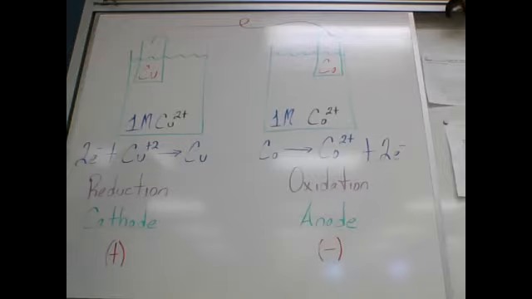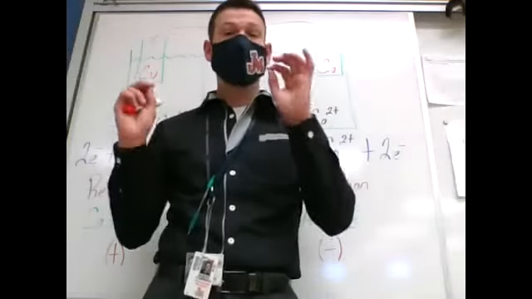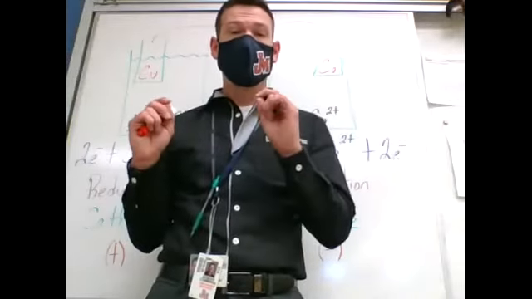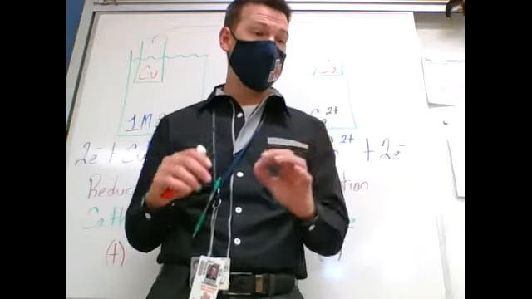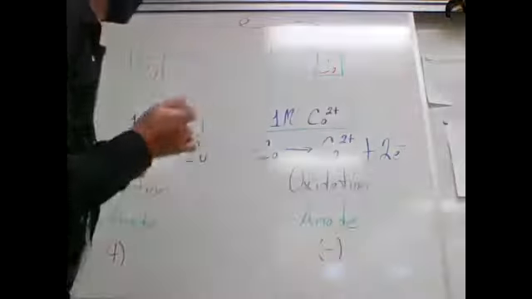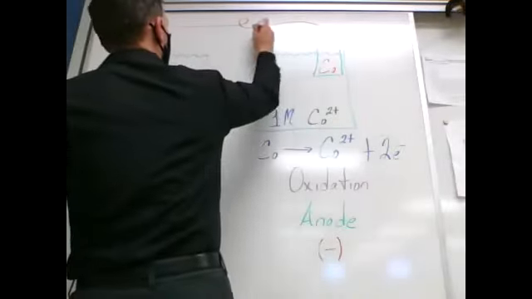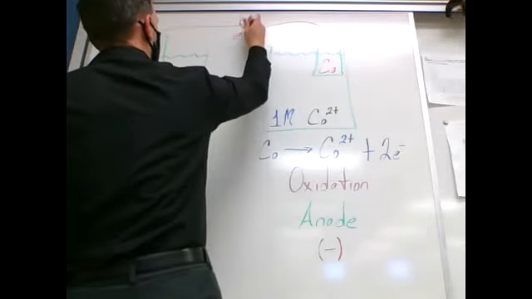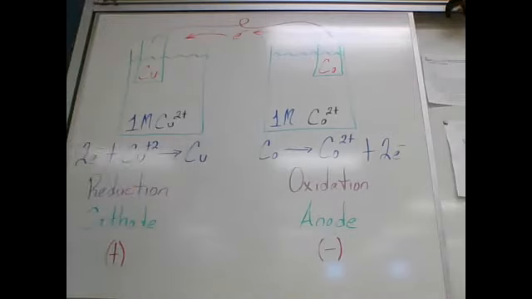Step 10. Show electrons flowing from anode to cathode via the wire. That is the pathway of the electrons, it will always be from the anode to the cathode. All right, so my anode's on this side, so I'm going to use arrows to show that my electrons are traveling that way through the wire.